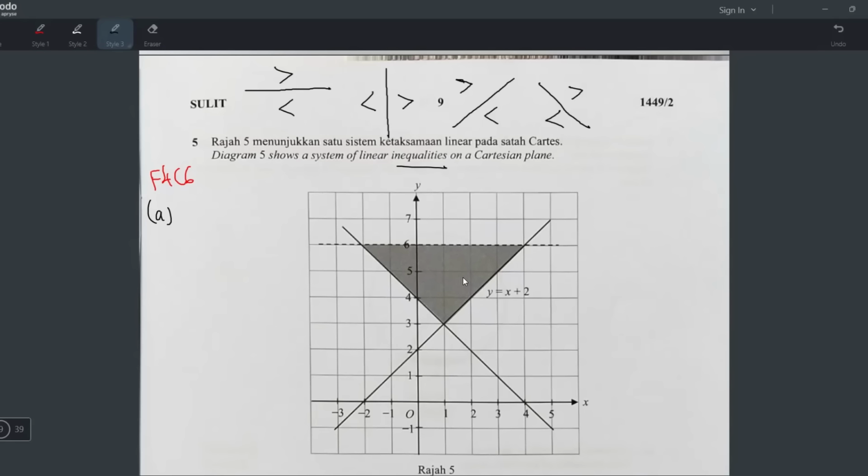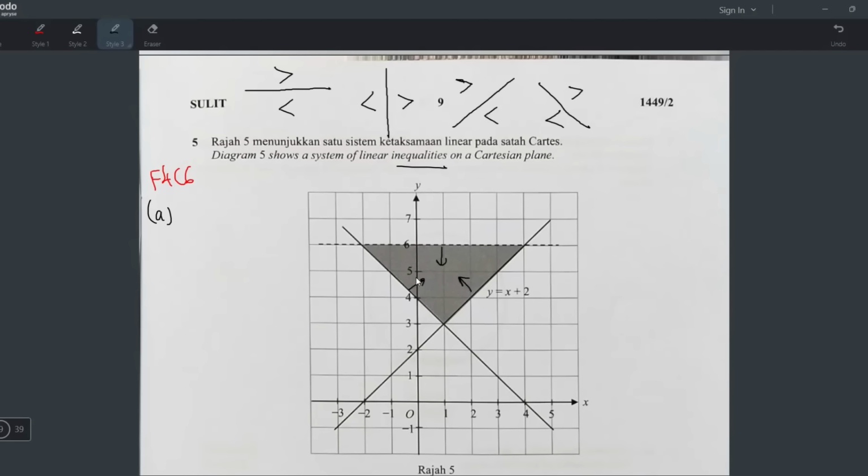So tell me now, for this line right here, later I have to write bigger or smaller? Smaller, because this line is a horizontal line and the shaded region is below the line. So it's below this line, so it's smaller. Then what about this line? This line is a second line, and look at the shaded region. It's above the line. So later this one has to be bigger. Now for the last line, bigger or smaller? Bigger.